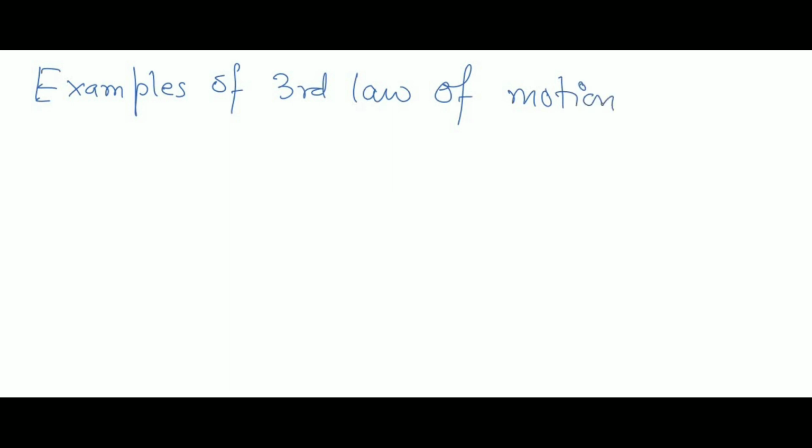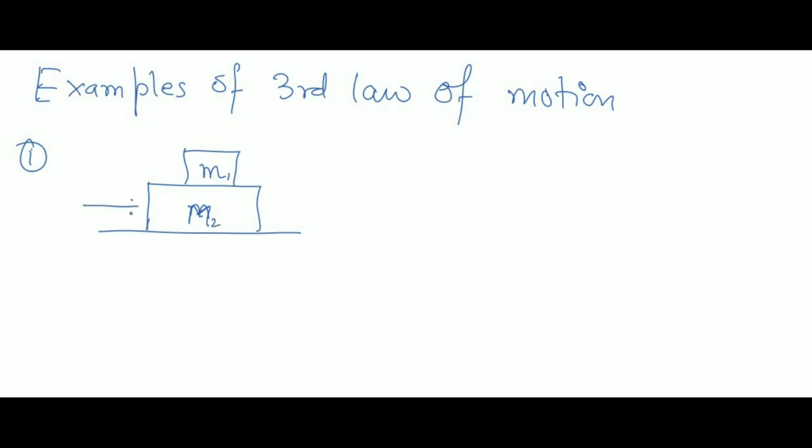These are not problems, basically these are some examples on Newton's third law of motion. Let us suppose the first example, that there is a smooth surface and there is a block of mass M, capital M, and there is another block of small mass, small m. Let us denote them by M1 and M2 for your better convenience.